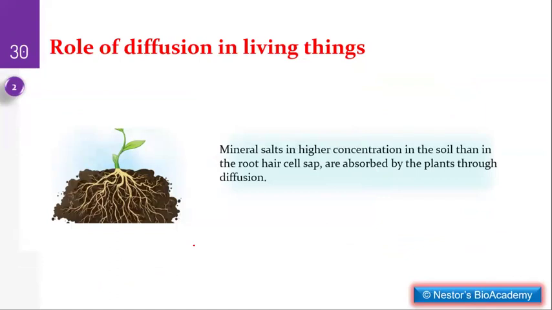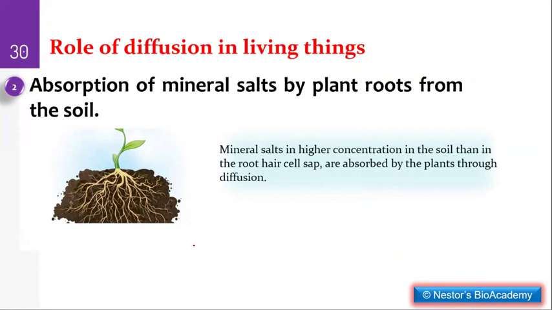In plants also, diffusion carries out a very important role in absorption of mineral salts by plant roots from the soil. Plants will always need to absorb mineral salts from the soil. And the mineral salts which are at a higher concentration inside the soil than in the root hair cell sap will always be absorbed by the plants through the process of diffusion. But as we will later on learn also, absorption of mineral salts is also carried out through the process of active transport. We will understand that one in the subsequent videos.